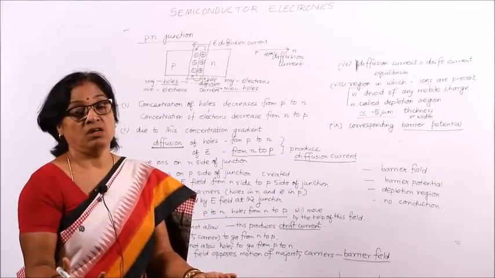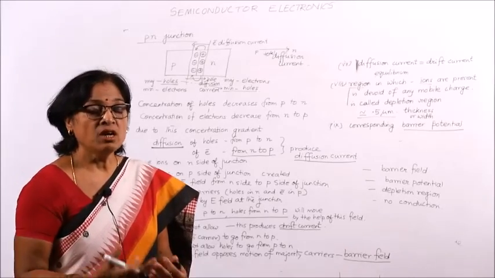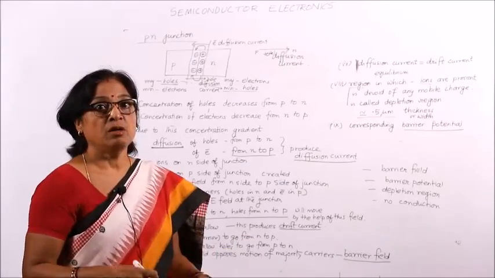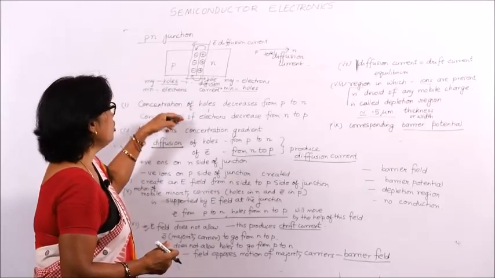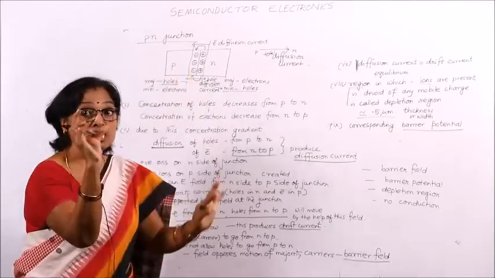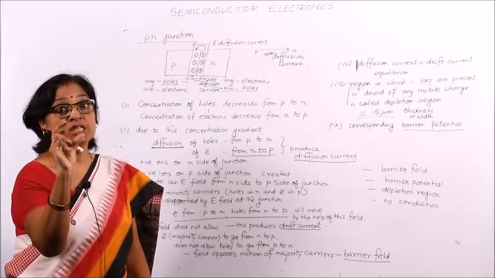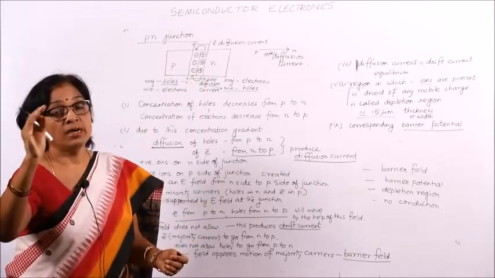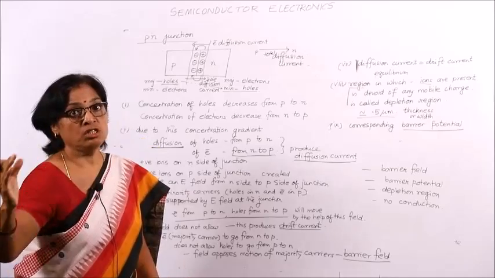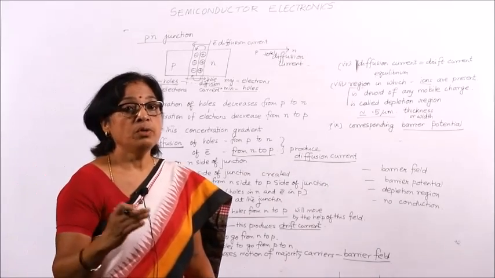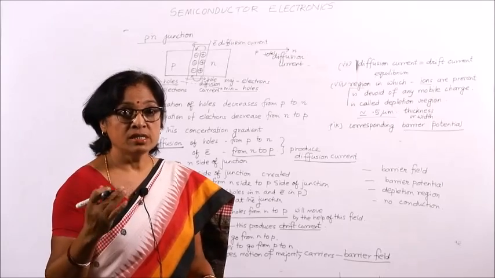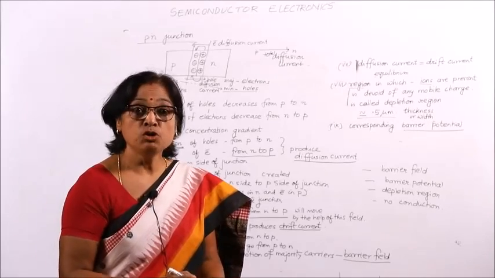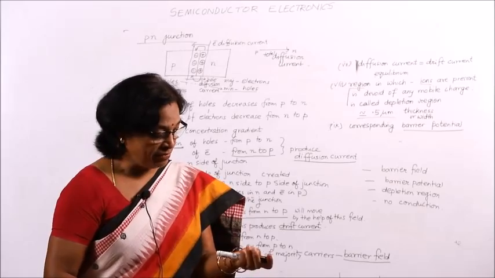How do we make it conducting then? To make it conducting, we have to connect a biasing, or a voltage must be given from an external circuit, so that this depletion region decreases, this barrier potential decreases, and the majority carriers can cross the junction. So in the next class, we will see how we are going to use a p-n junction diode, what its characteristics are, and how it can be used to create a rectifier.